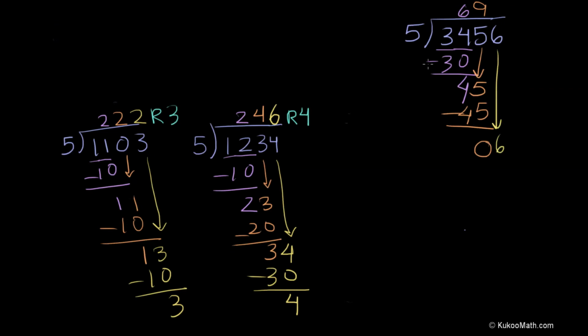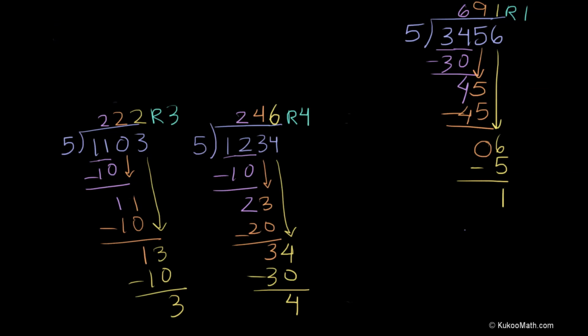How many times can we put 5 into 6? We can put it in once. And when we do 5 times 1 and write that under the 6 and subtract, we get 1. Since we can't divide anymore, 1 is our remainder. And so our answer is 691, remainder 1.